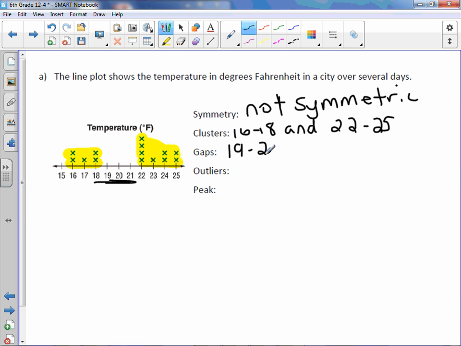Outliers, you would see outliers way off to one side or the other. And since I have nothing that appears that way, there's no need to go through all the calculations. So I would say there are none. And the peak, the highest point here, is 22.